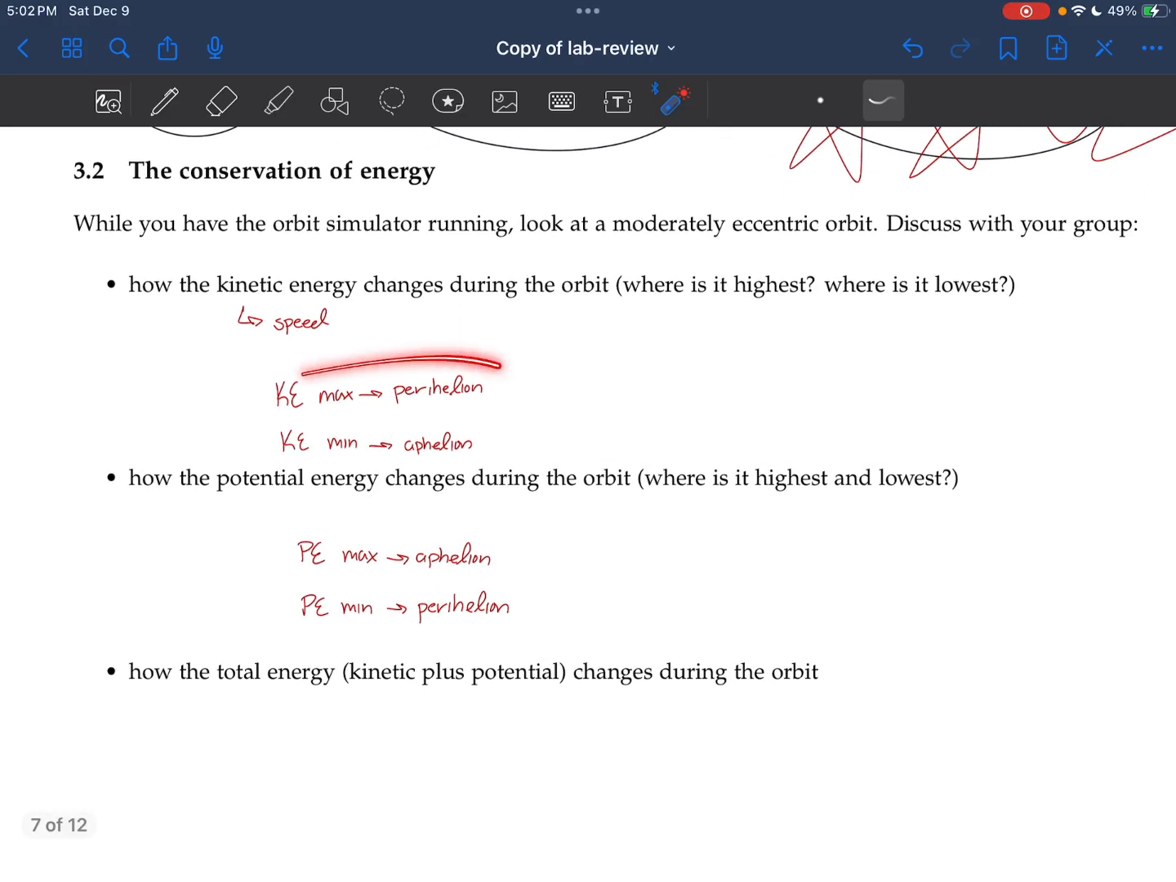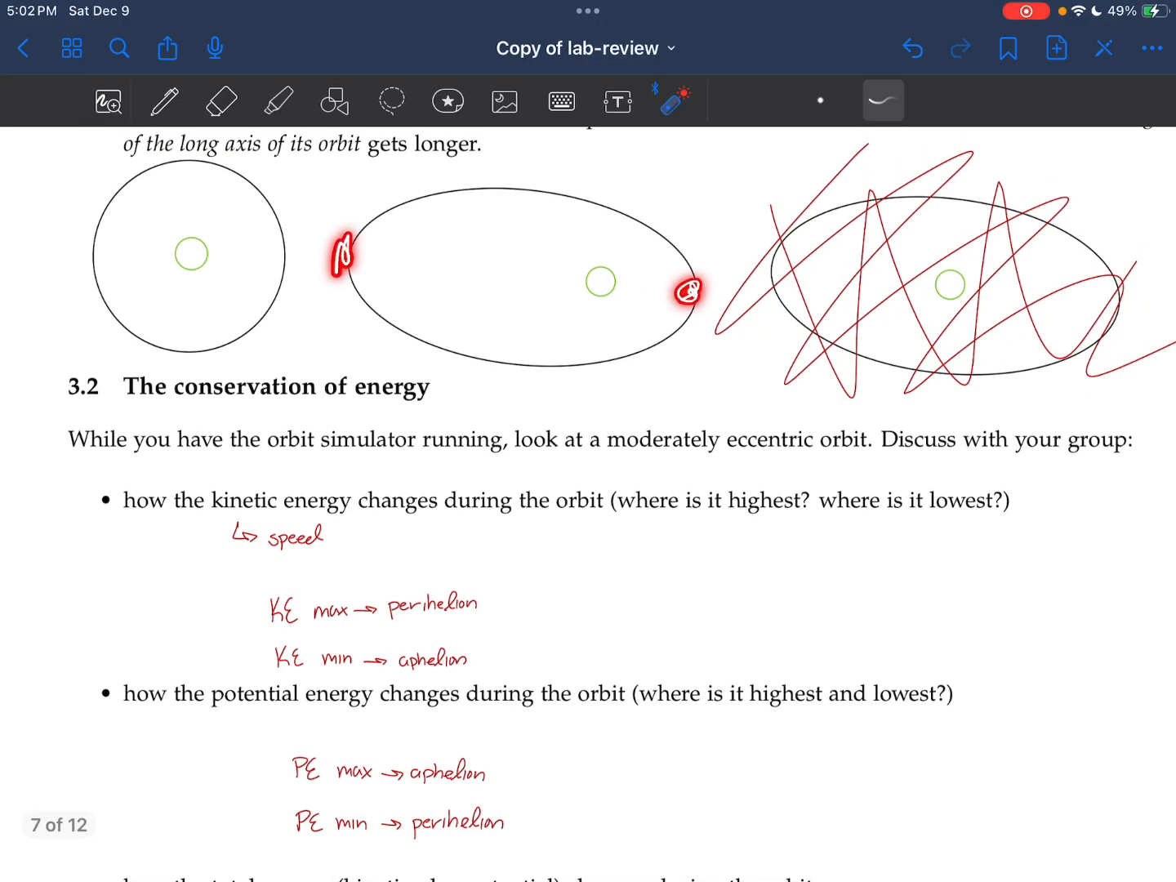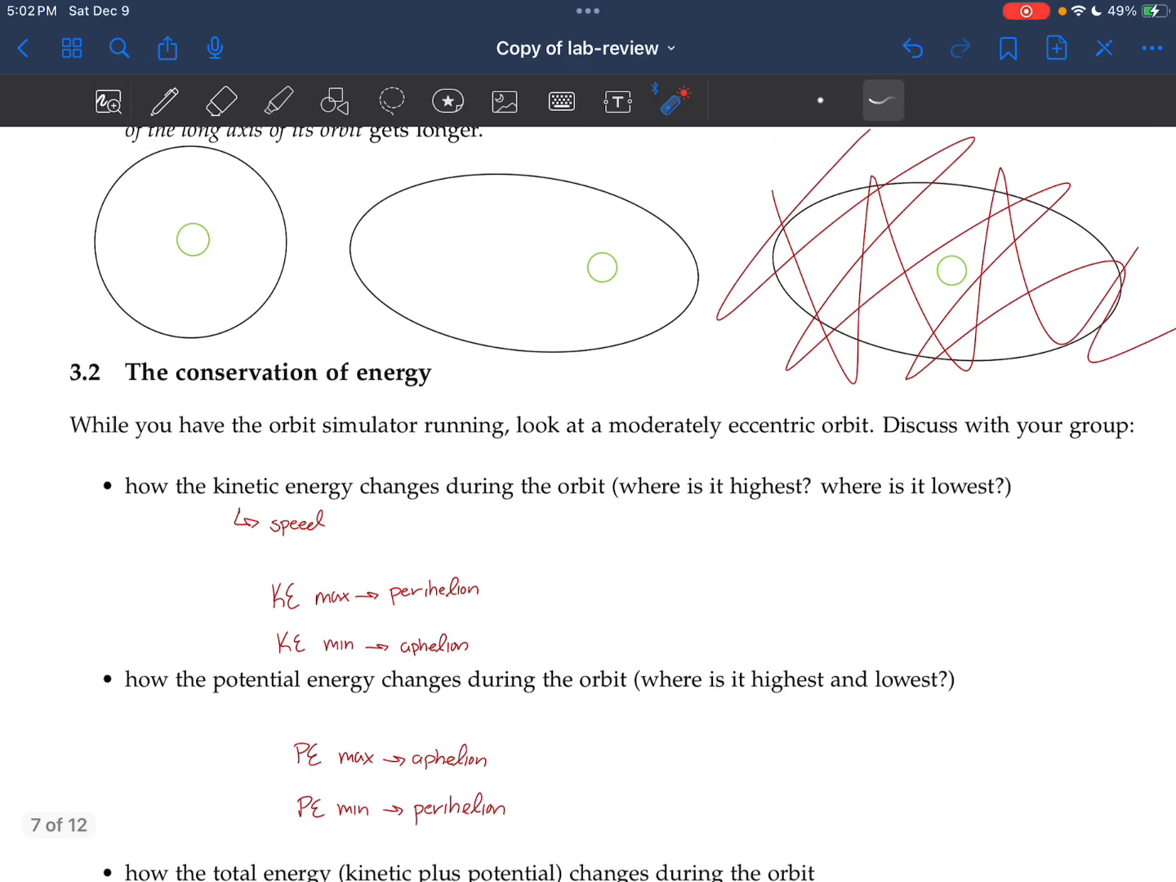Now we think about, how is total energy, kinetic plus potential, changing during the orbit? Well, I know my kinetic energy is increasing towards the perihelion and decreasing towards the aphelion. But my potential energy is doing the opposite, right? So as I'm going this way, my kinetic energy is increasing, but my potential energy is decreasing. And I get here, and I get to a maximum kinetic, minimum potential. And then as I keep going, now my potential is increasing, but my kinetic is decreasing. And eventually I get here, and I'm at a minimum kinetic, maximum potential.